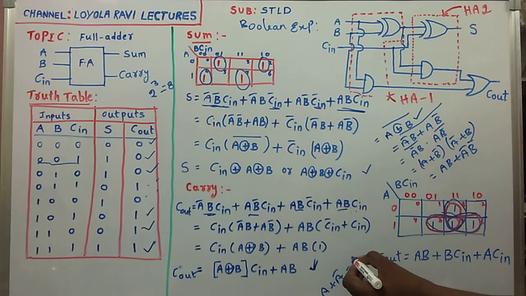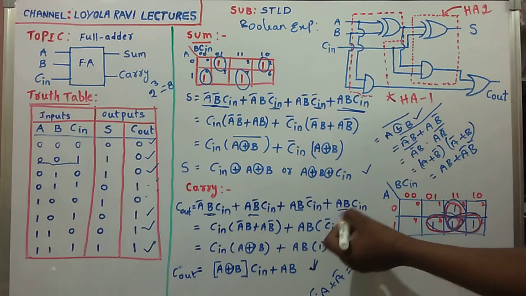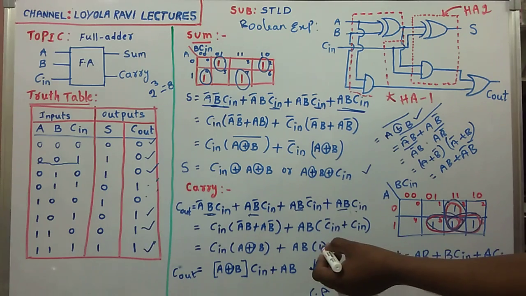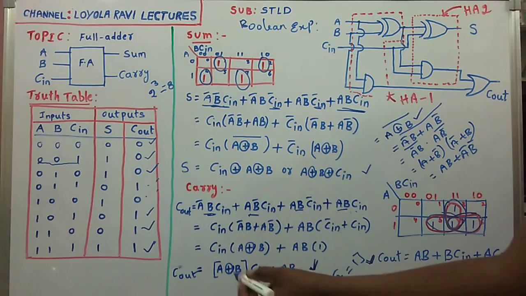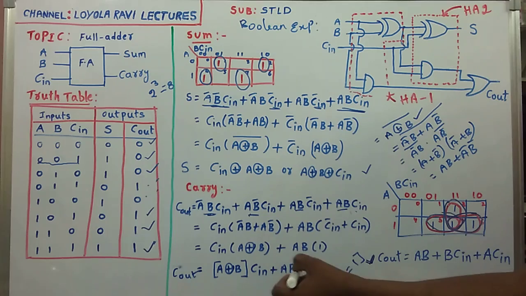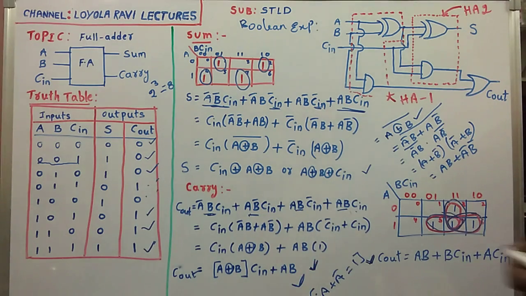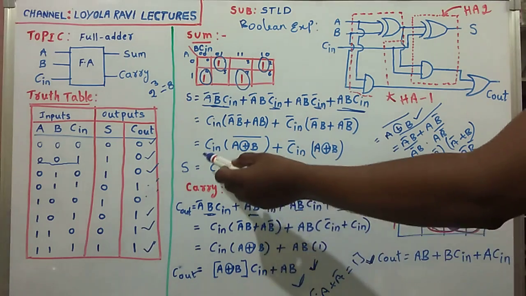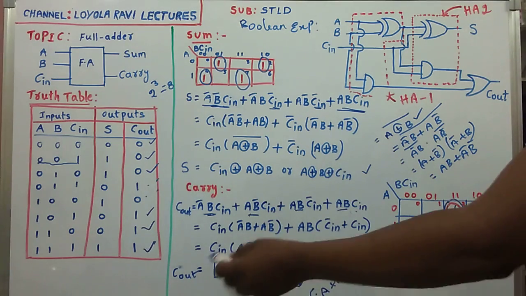What is the formula? A plus A bar is 1 from the Boolean laws. So A plus A bar is 1. That's why I am substituting 1 in place of C in bar plus C in: A B into 1. Finally, C out is equal to A XOR B into C in plus A B. This is the carry expression. So we simplified sum and carry Boolean expressions.